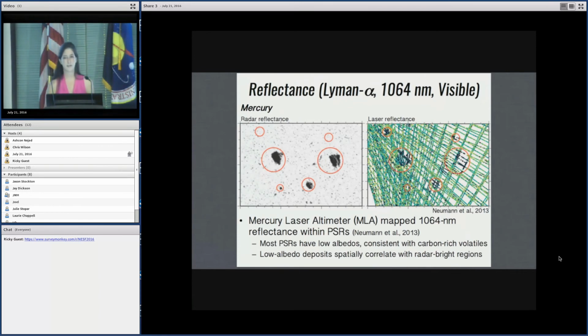And so what we think is that these water ice deposits are being insulated by a low reflectance material, which is again consistent with an organic-rich volatile, approximately 10 to 20 centimeters thick, on top of the water ice.